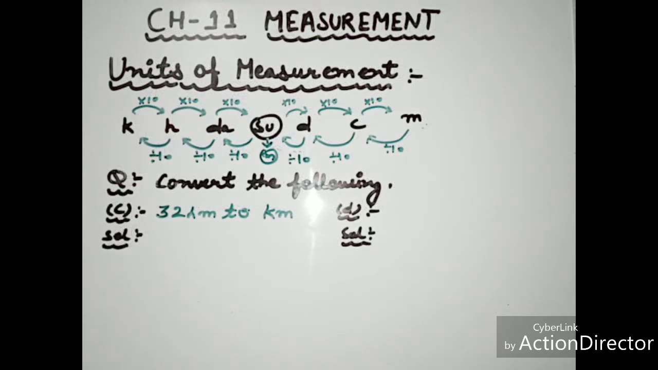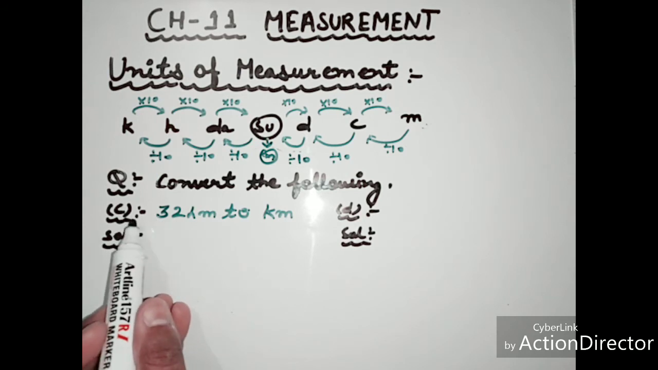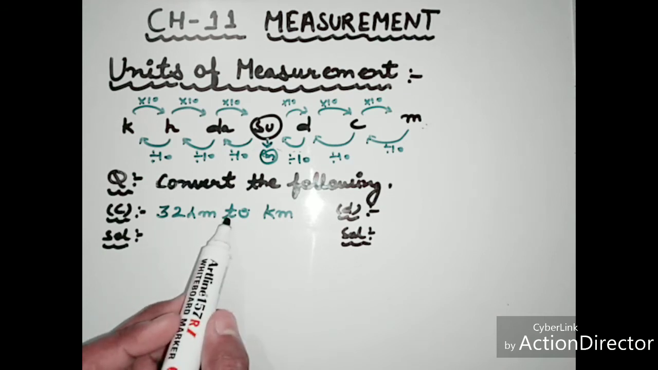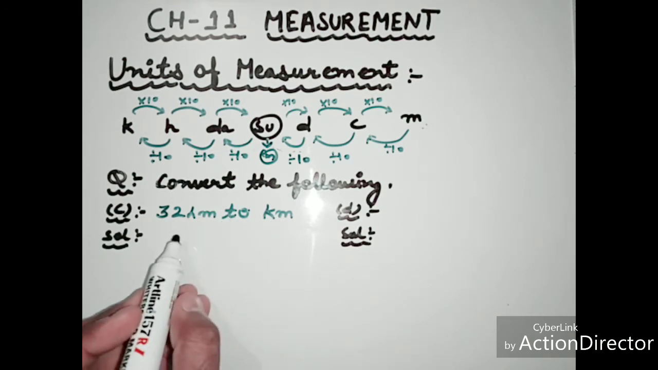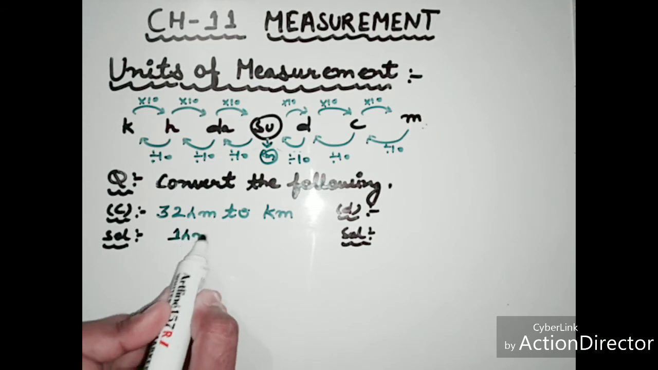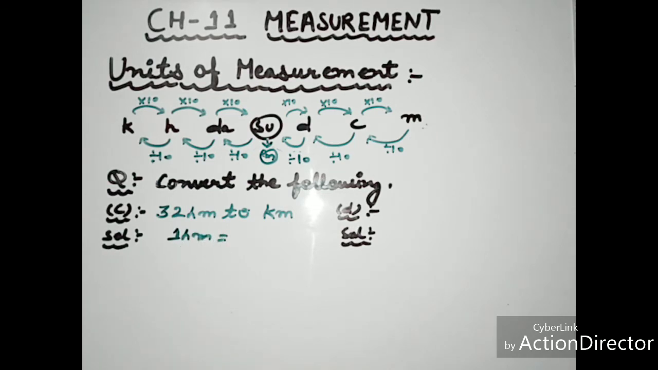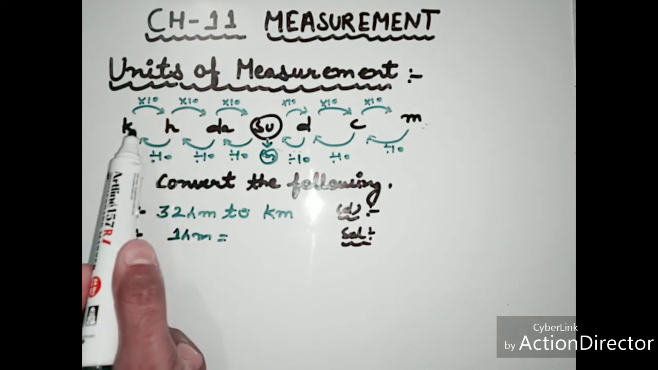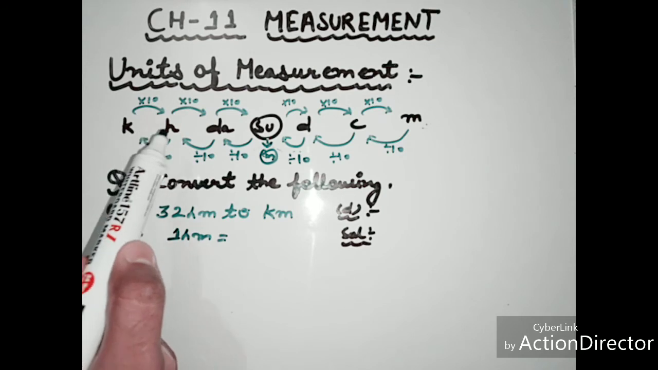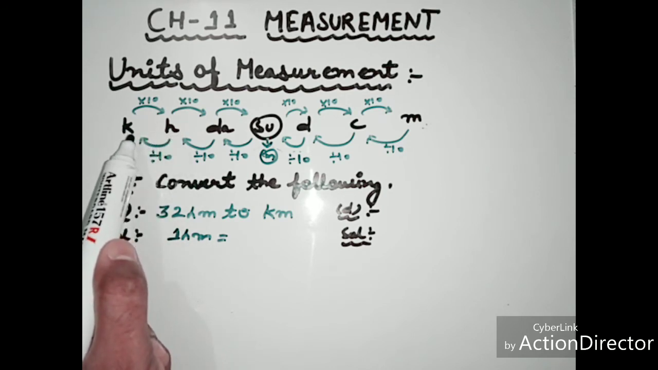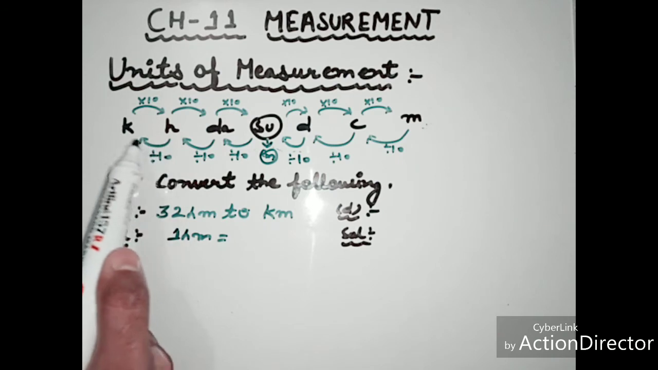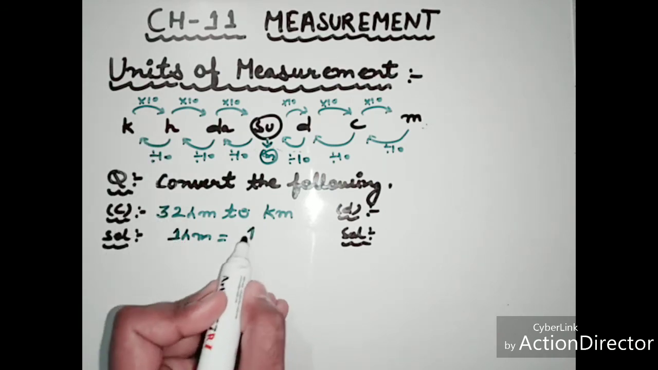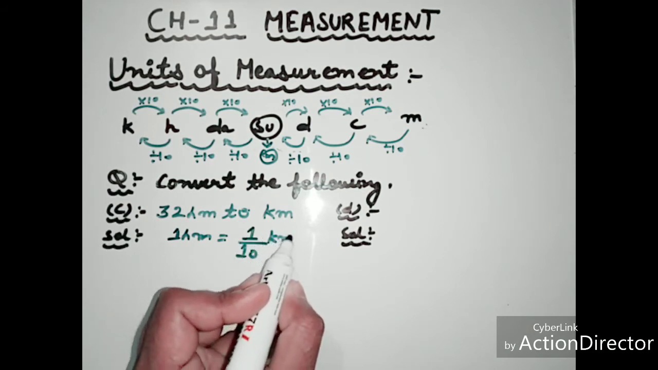Now the next example, example number C, 32 hectometer to kilometer. Here we convert 32 hectometer to kilometer. So first we check how many kilometers in 1 hectometer. So hectometer is here and kilometer is here. So here we move lower to higher unit. In how many places? One place, means divide by 10. So 1 hectometer equal to 1 upon 10 kilometer.